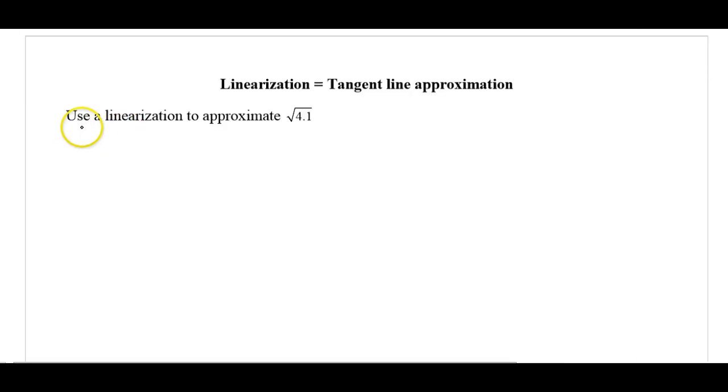All right, so for another example, here I'm being asked to use a linearization to approximate the square root of 4.1. So up here, I want to point out a linearization is just asking us to use a tangent line approximation. So a tangent line approximation is the same as a linearization, just turning it into one word here. So we need to find a tangent line, which means we need a function to find the tangent line to at a particular value where we're going to draw that tangent line.